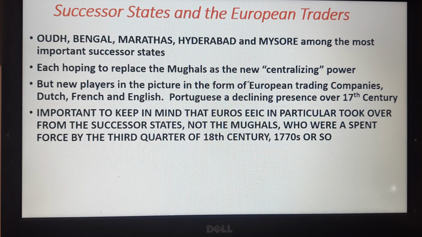But new players came into the picture in the form of European trading companies, Dutch, French and English, and they had gunpowder and other weapons. The Portuguese presence was declining over the 17th century. It is important to keep in mind that the Europeans, the AEIC in particular, took over from the successor states, not the Mughals, who were a spent force by the third quarter of the 18th century or so. So this was the end of the Mughal Empire.